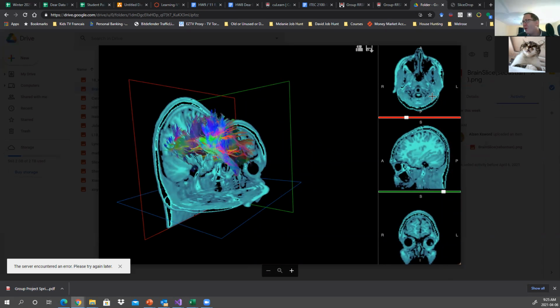Oh, wow. Oh, that's interesting. So why does that weird distortion bump at the front of the brain?